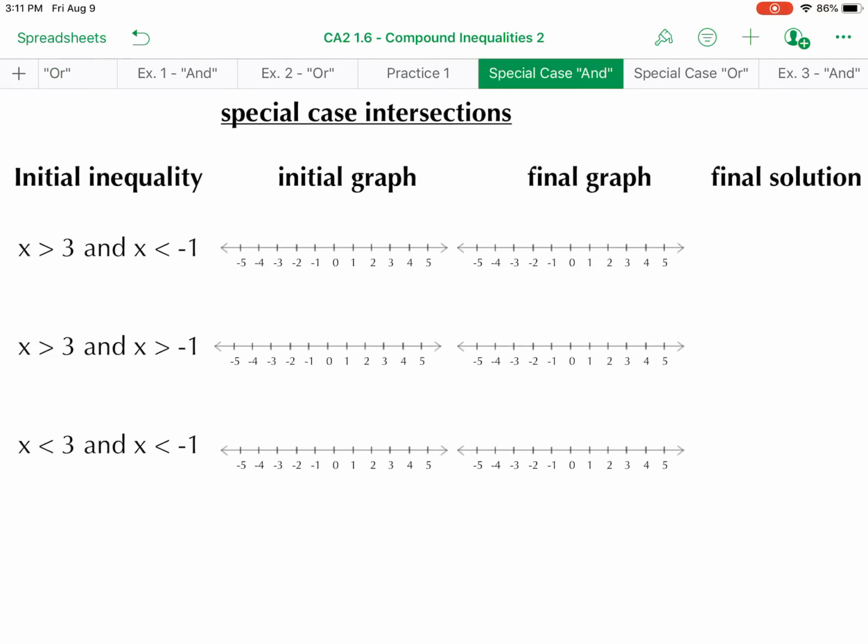All right, so now we're going to look at the special cases involving intersections. These are less common, but they can still come up, and these will really test your understanding of the difference between unions and intersections. For all of these examples, I have the initial inequality written out, and we're going to graph that on a number line and use that initial graph to help us visually see where the intersection takes place so that we can then finalize our solution. Okay?